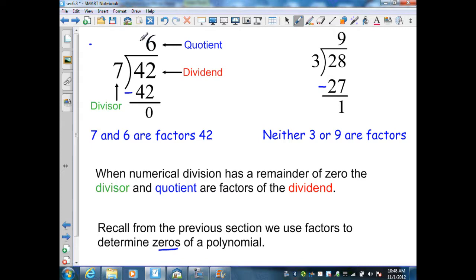And that happens to be 6. 6 times 7 is 42. We change the sign, and we subtract. 42 minus 42 is 0. We do not have a remainder.